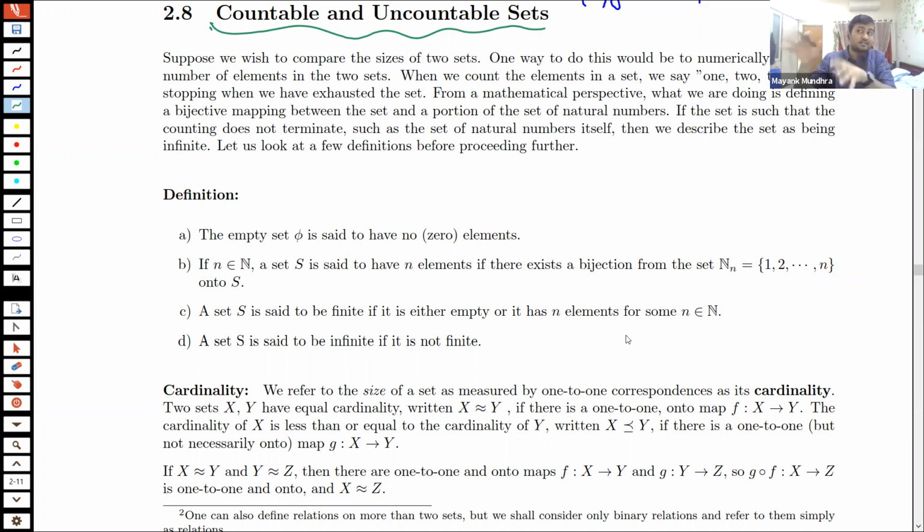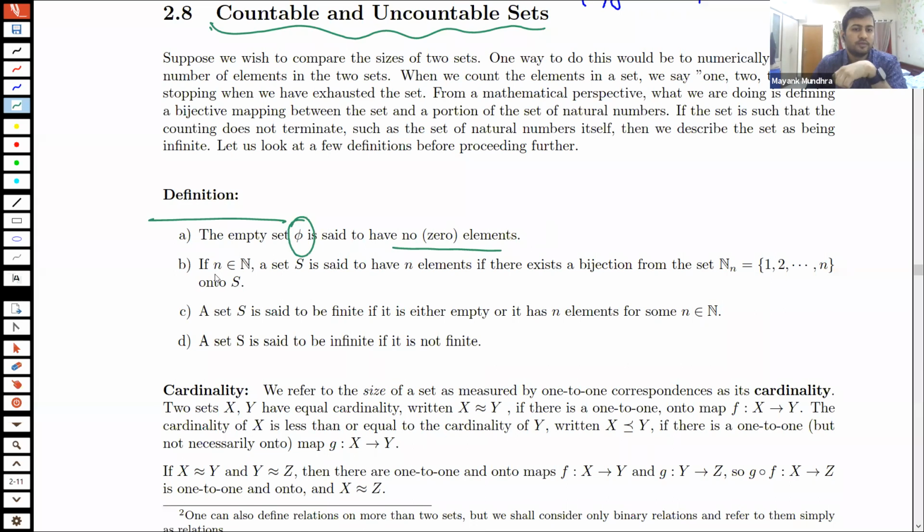And you realize that your friend's number of shoes is way larger. So that's a mental comparison of two sets. Here we want to be able to generally compare the size of different sets. Now, first look at a few definitions. The set phi is the empty set. It has no elements, zero elements in it.